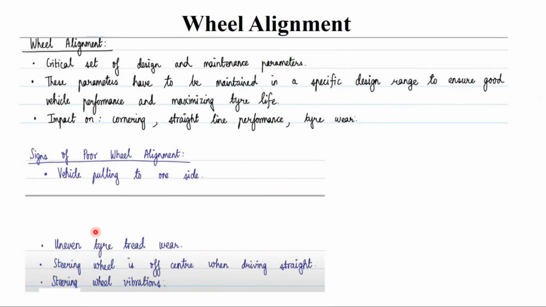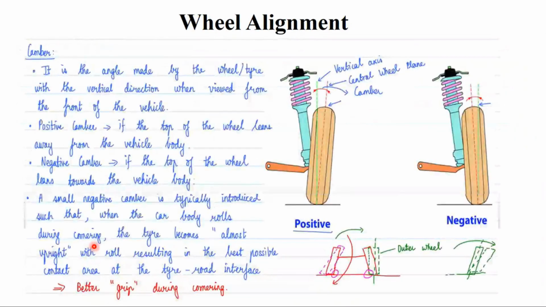And there are some signs of poor wheel alignment. When the vehicle is pulling to one side, that is because of poor wheel alignment. When you have uneven tire tread wear, that is also a sign of poor wheel alignment. When the steering wheel is off-centered when driving straight, that is also a sign of poor wheel alignment. And if you have steering wheel vibrations, all these are signs of poor wheel alignment. Okay, we need to have a proper wheel alignment.